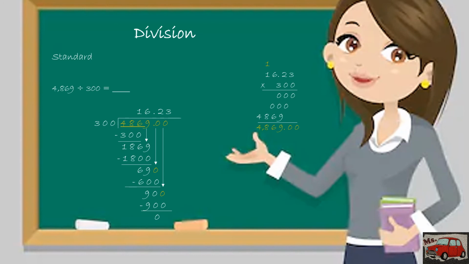16.23. To check that, I'll just need to multiply 16.23 and 300. And the answer is 4,869, which is the same with our dividend. So it means our answer is correct.